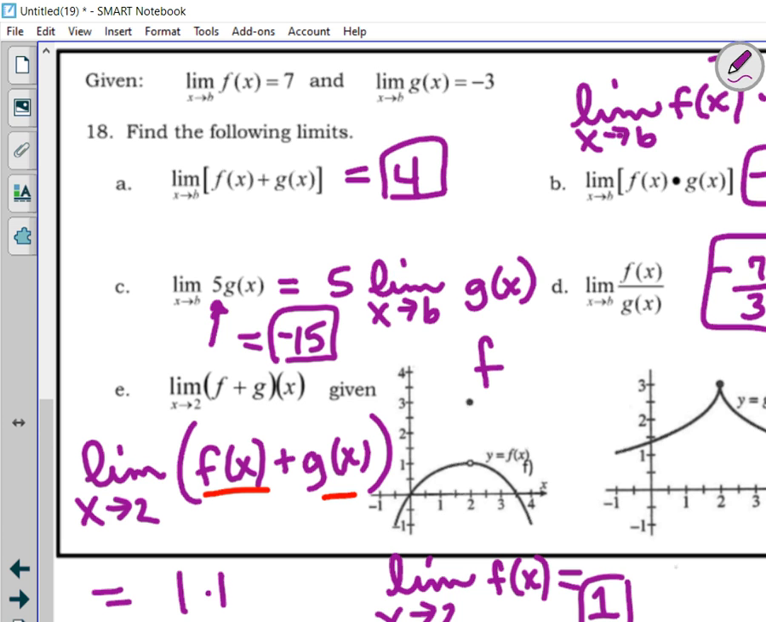So the F limit is 1. What about the G limit? It is 3. This is why I heard you say this, and so I thought you were on the right track before, because you were doing 7 plus negative, and I was like, well, he said something about 7. The final answer here is 4.